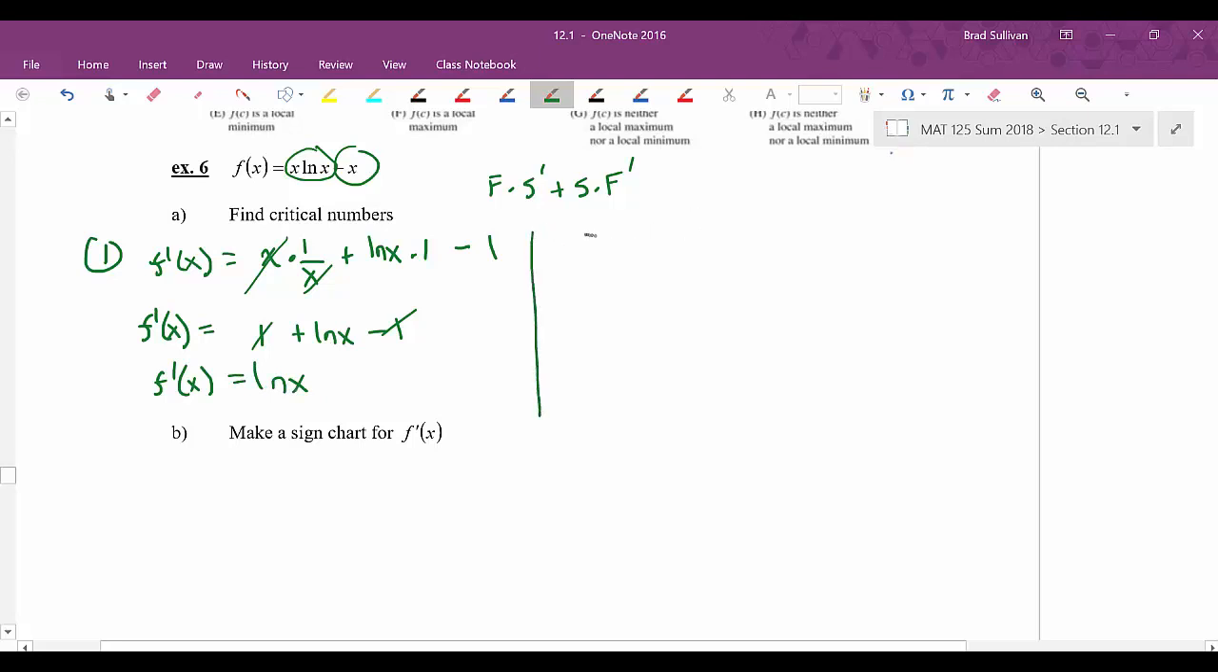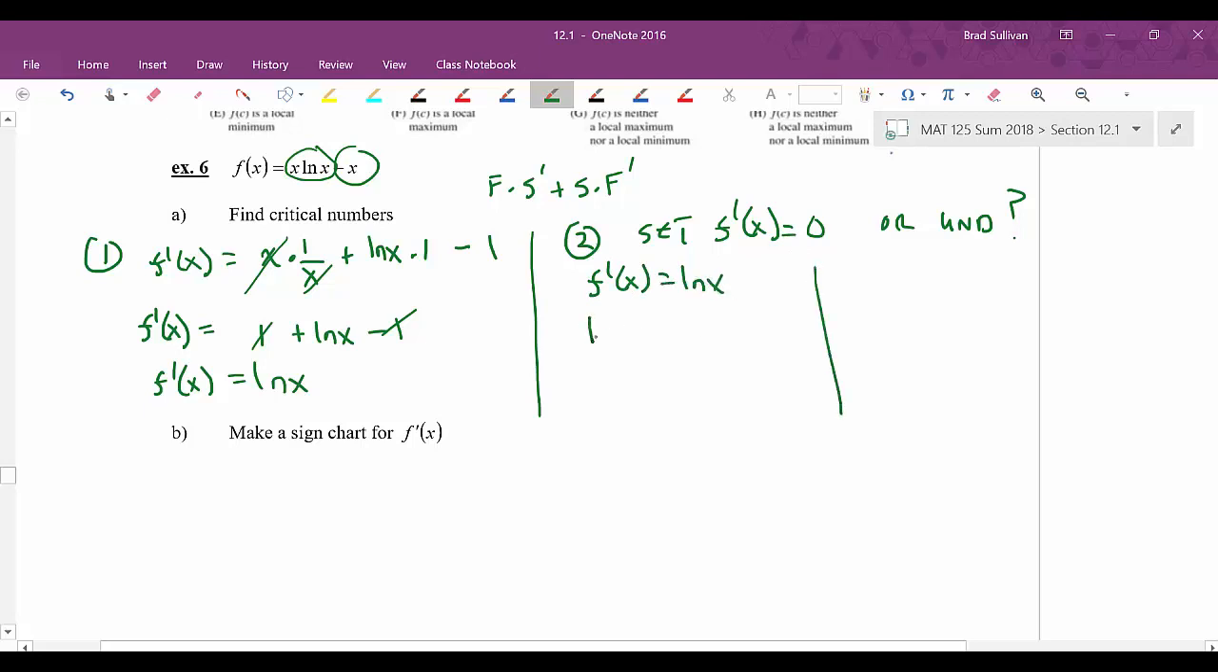Okay, so what you do is you do this now. You set that first derivative equal to 0, or you think about, where is that first derivative undefined? So if you have f prime of x equals ln x, okay, first of all, if you set this equal to 0, remember a natural logarithm just means log base e of x. If you write this in exponential form, you'll have e to the 0 is equal to x, so that's x equals 1. Okay, so that's a critical point.